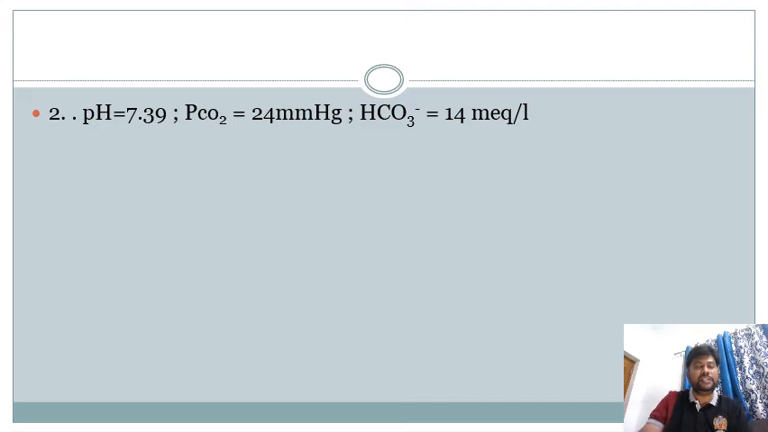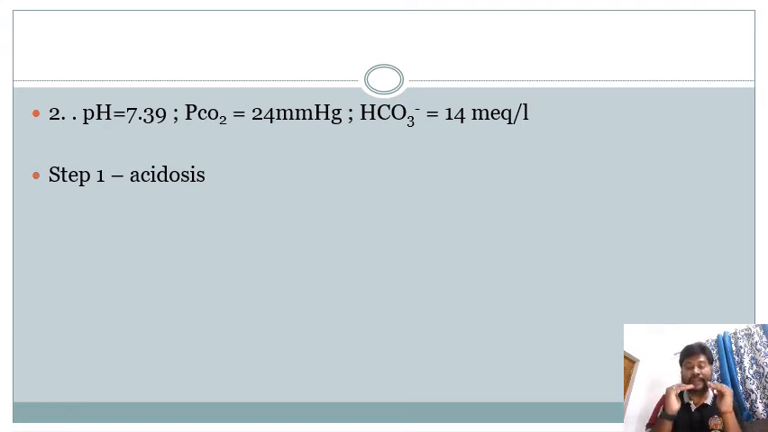Now we'll see one more example so that we can get more clarity. Here is another patient for whom the pH is 7.39, PCO2 is 24 millimeter mercury, and bicarbonate is 14 milliequivalents per liter. First we'll start. What is the first step? See the pH. Here pH is 7.39, which is less than 7.4. So make the diagnosis as acidosis. So step 1 diagnosis is acidosis.